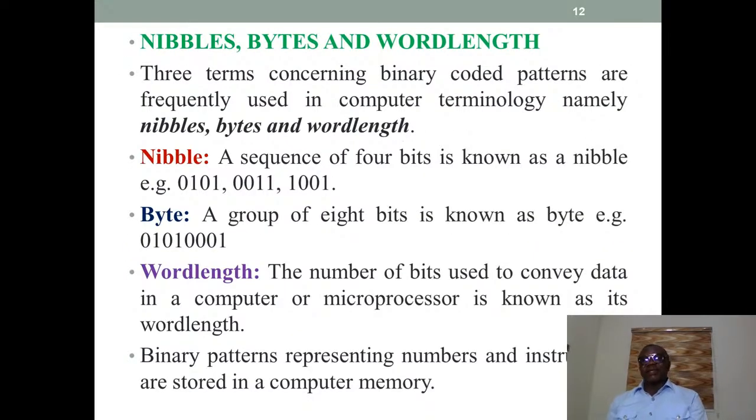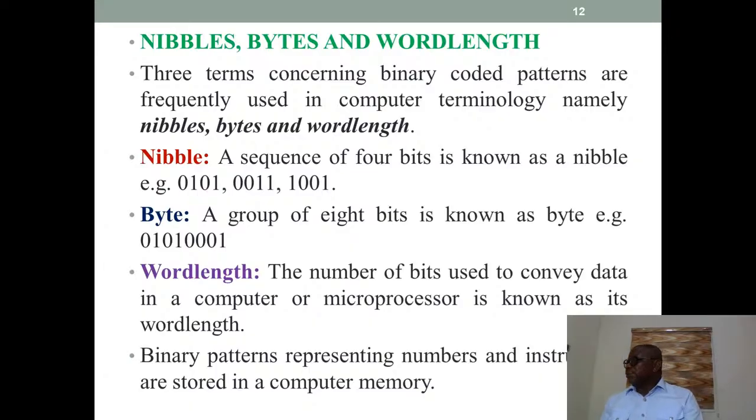But the important thing is that when a computer is making use of binary digits, it tries to group them to convey meaning. The first grouping is called the nibble, the next one is called the byte, and the next one is called the word length. So 3 terms concerning binary coded patterns are frequently used in computer terminology, namely nibbles, bytes, and word length.